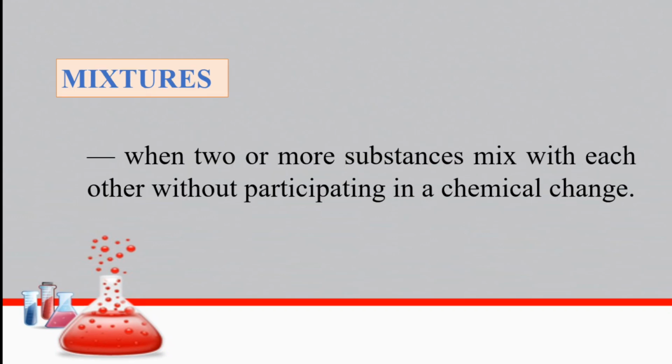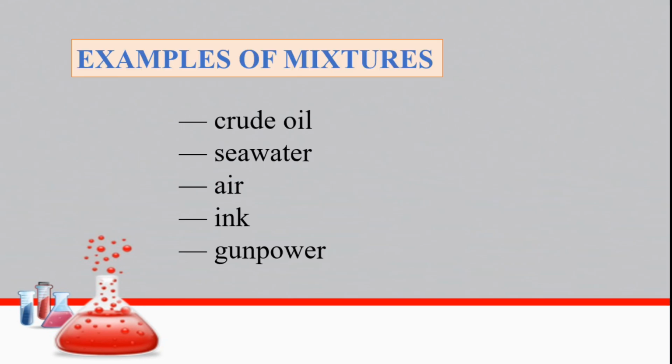And last is mixture. When two or more substances mix with each other without participating in a chemical change, the resulting substance is called a mixture. Some examples of mixtures are crude oil, seawater, air, ink, and gunpowder.